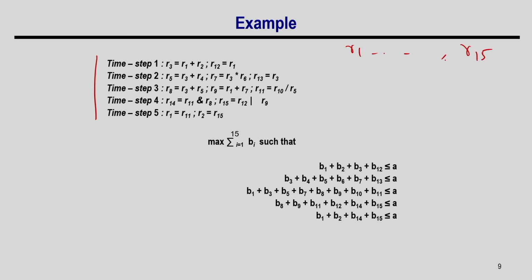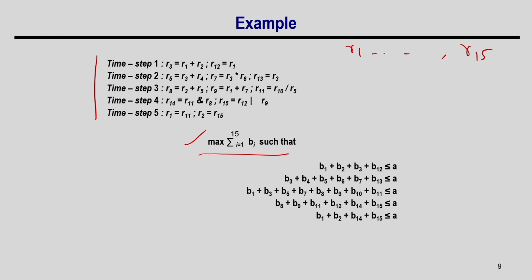There are 15 variables, R1 to R15. I want to identify the variables which can be mapped to the given register bank. Obviously, I want to maximize this, that is, identify the maximum number of variables that can be mapped to a particular bank. So, my objective is this, and these are the constraints.